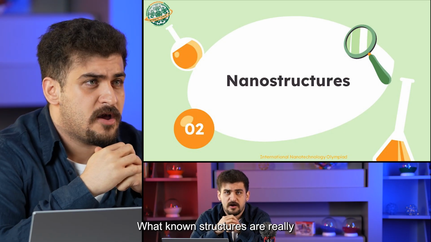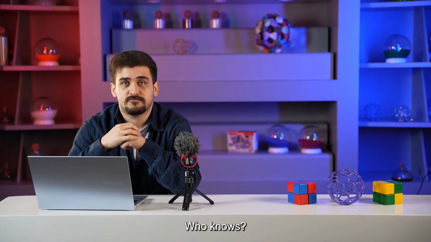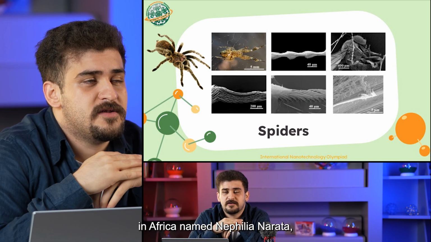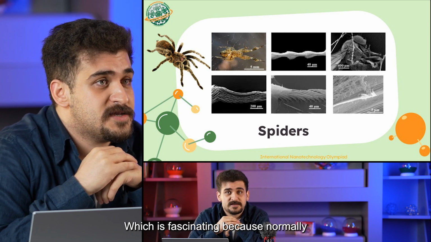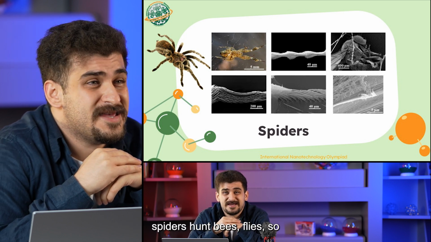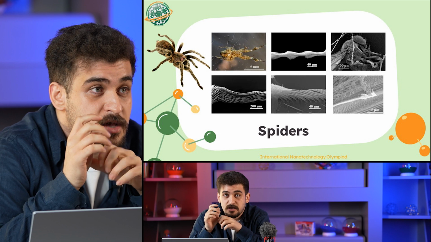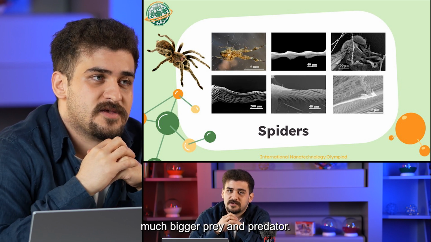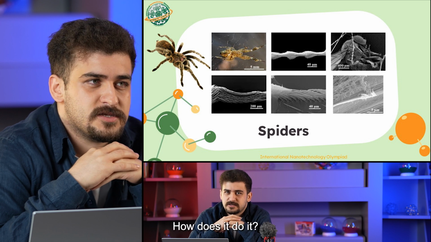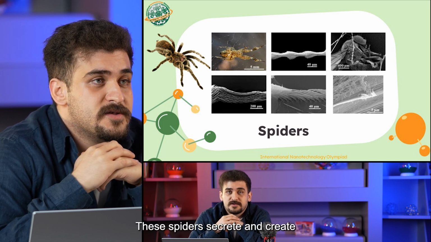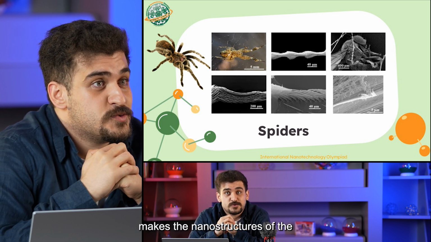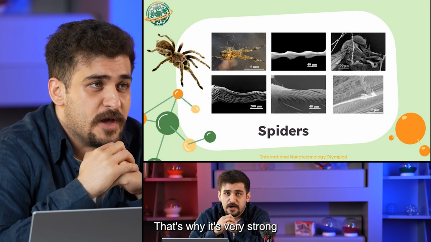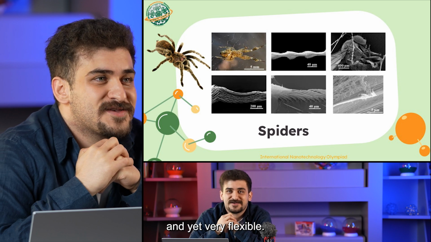What nanostructures are really in nature? Who knows? The nature itself. There is a spider living in Africa named Nephila nerata, which hunts pigeons for a living, which is fascinating because normally spiders hunt bees, flies, and so many small insects, but this one aims for much bigger prey. Well, why is it? How does it do it? Well, it's simple. These spiders secrete some sort of protein that makes the nanostructures of the spider silk. That's why it's very strong and yet very flexible.